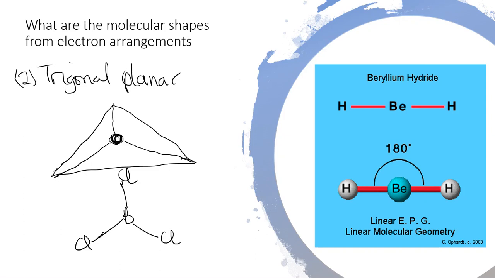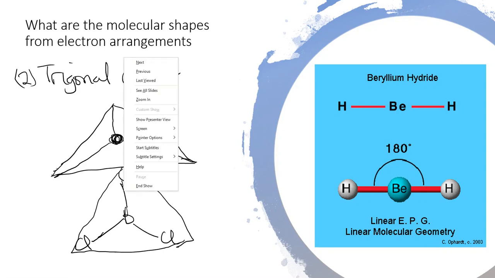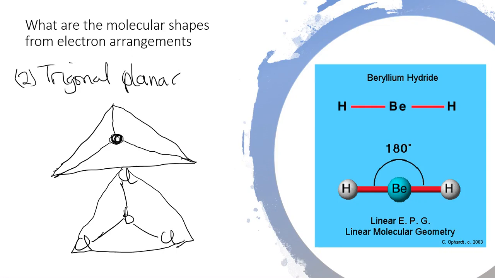So you have a plane like a triangle. In the middle of the triangle, you put your central atom, and on each corner of the triangle, you put your side atoms. So you draw a triangle passing through here, here, and here. So this is called trigonal planar. So that is the second geometry.